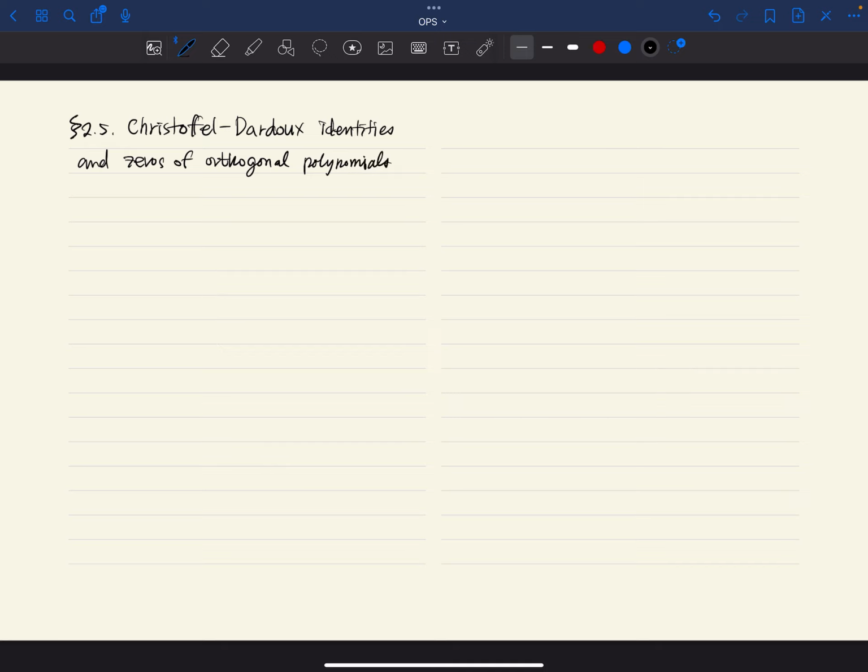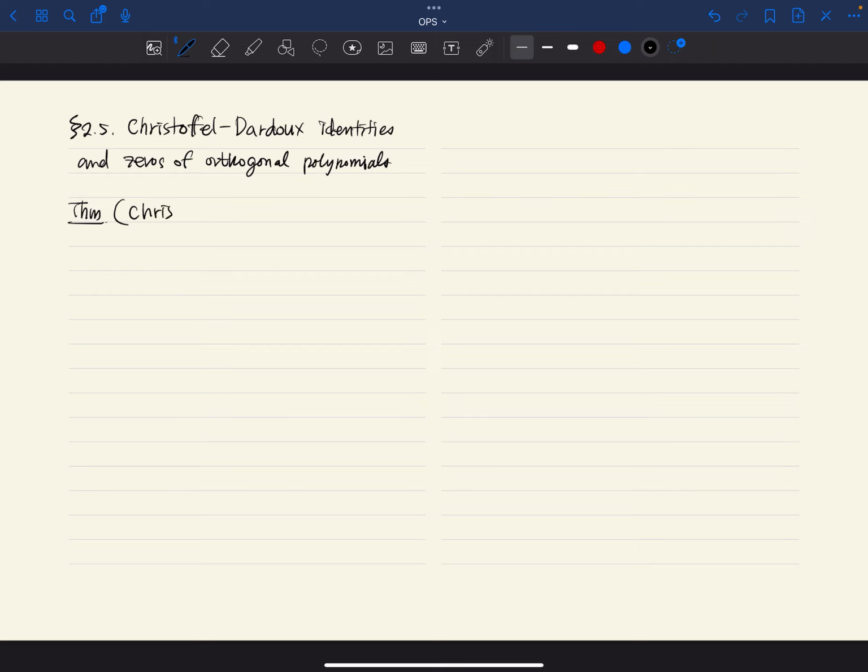So using the three-term recurrence, we can prove these Christoffel-Darboux identities, and they are very useful identities in the theory of orthogonal polynomials. Among many of the applications, we will see a nice property of the zeros of the orthogonal polynomials. So first, let's state the theorem.